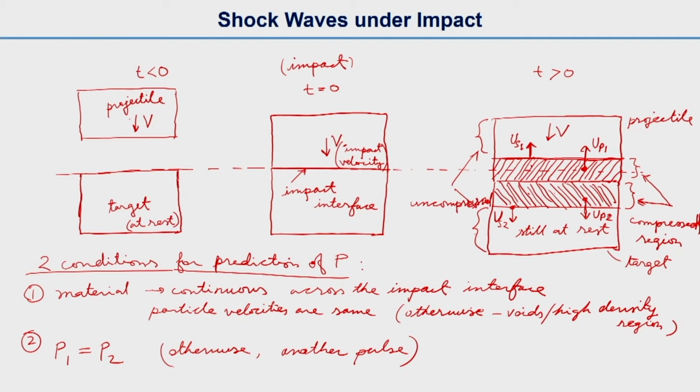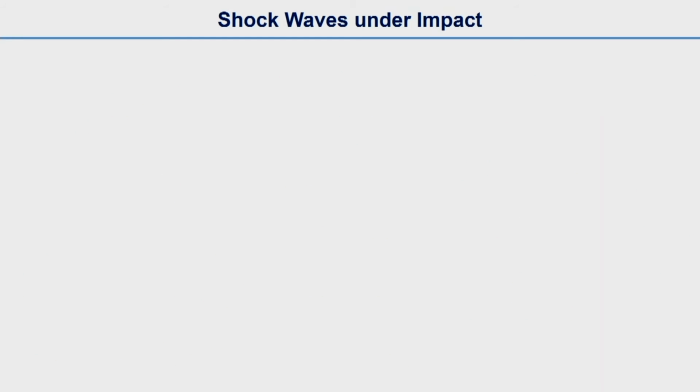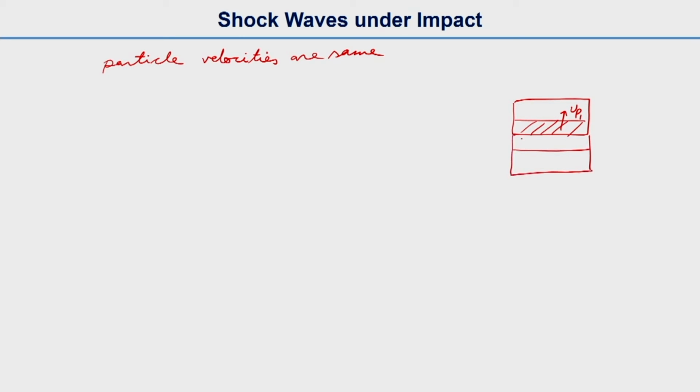So, these are the conditions we will follow when we derive the relations. We want to determine the pressure of this shock wave in the simple case of shock wave generation under impact, and also we will get the particle velocities. The interesting point here is to establish the particle velocities. For condition 1, we said that the particle velocities are the same. Here we have a particle velocity up1 and a particle velocity here which is up2.